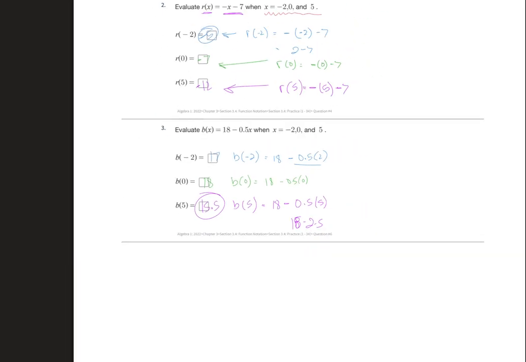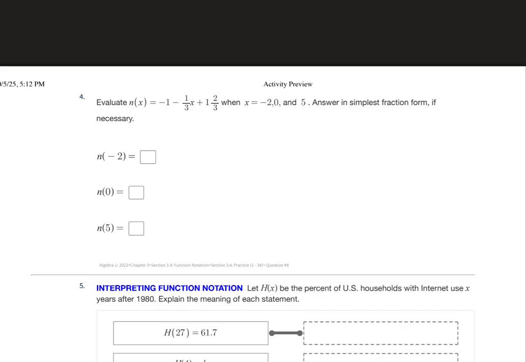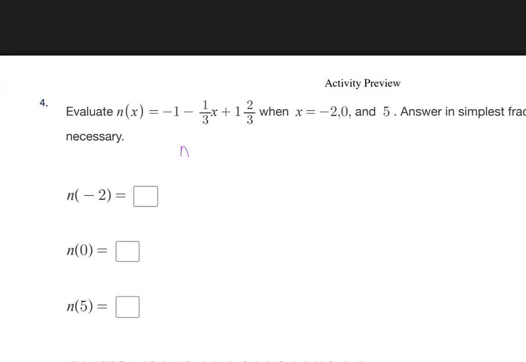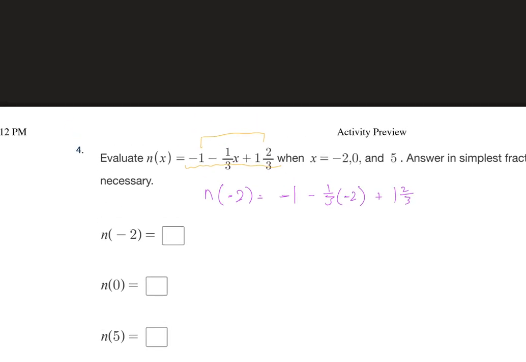15.5. Number 4, evaluate n of x. So same kind of thing. N of negative 2 equals negative 1 minus 1/3 times negative 2 plus 1 2/3. Well, you know what? I'm going to do something real quick. We can simplify this because these two are like terms. So really, we should have just negative 1/3 x plus 2/3. Okay, because negative 1 plus 1 2/3 would just be 2/3.